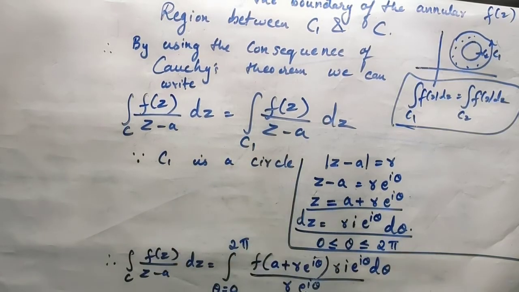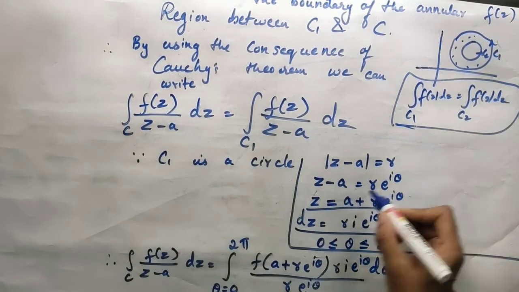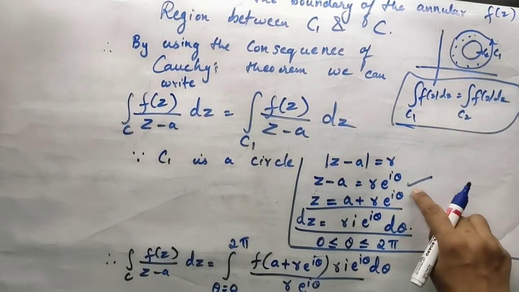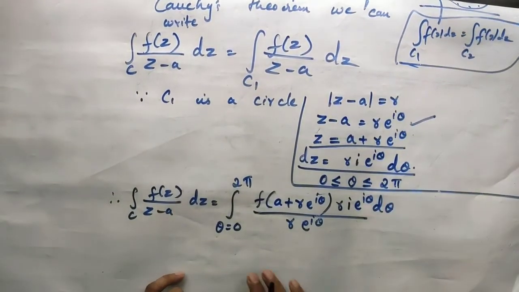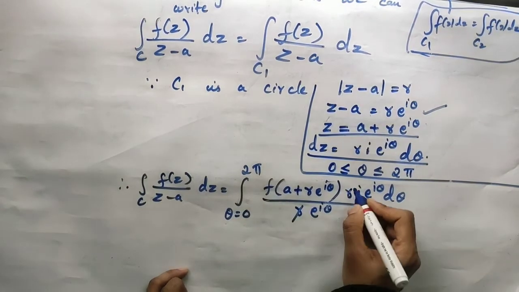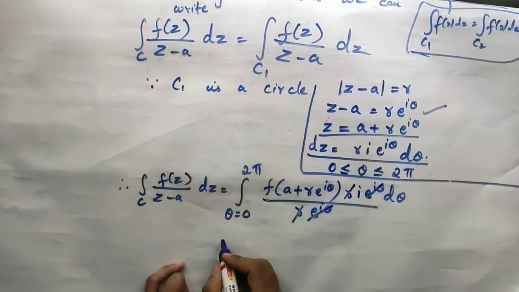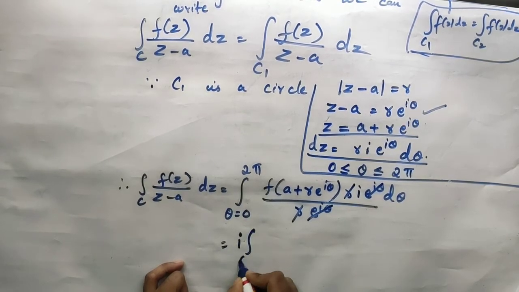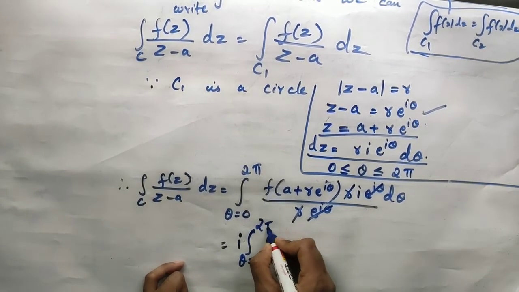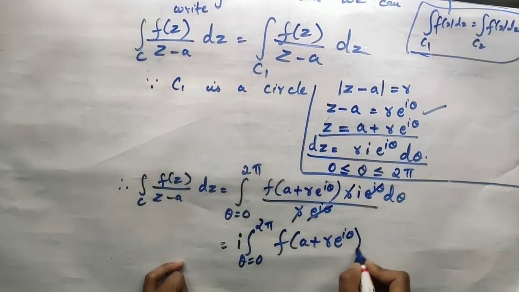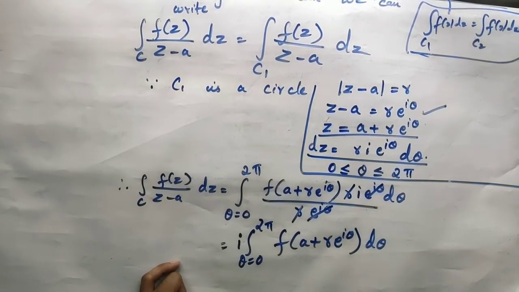The next part, a very important part, is remembering this equation. In polar form, how do you represent the equation of a circle? If you remember that, then all this will follow. So now this and this will get cancelled, this and this will also get cancelled. This i you can take outside. Integration, theta going from 0 to 2 pi, f of a plus r into e to the power i theta d theta. Keep it as it is.